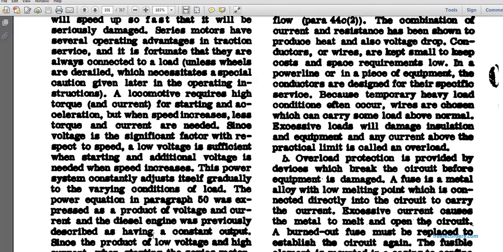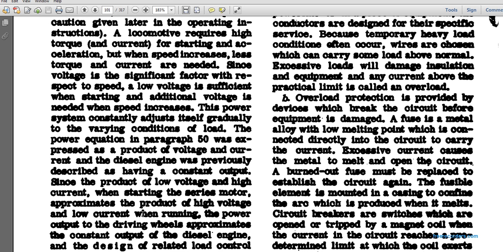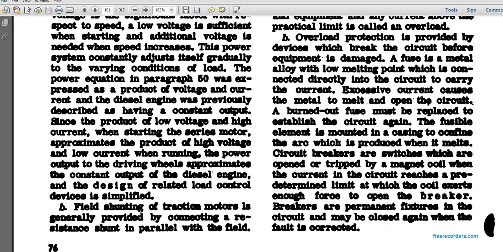In the equation of paragraph 50, power is expressed as the product of the voltage and current. The diesel engine, as previously described, has a constant output, since the product of low voltage and high current at the starting of the engine and series motors is approximately the product of high voltage and low current when running. The power output at the driving wheels is approximately the constant output of the diesel engine, so the design related to the load is controlled and the device is simplified.